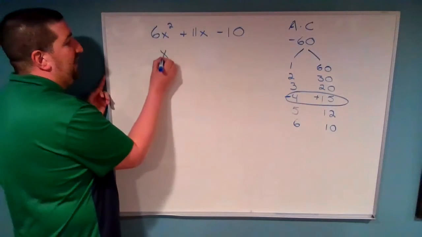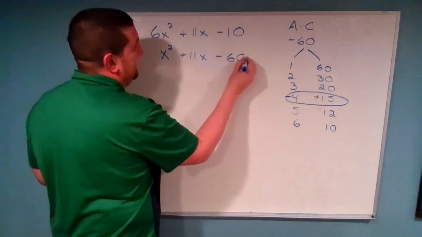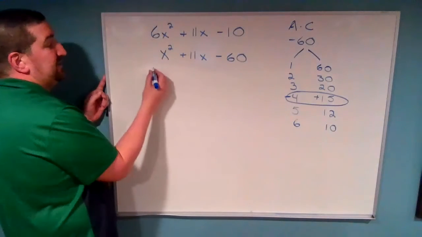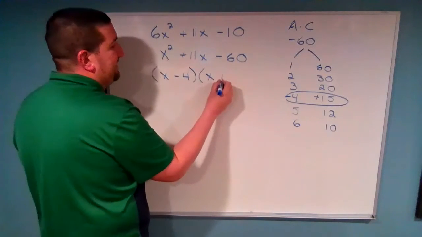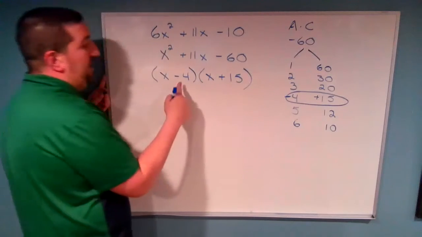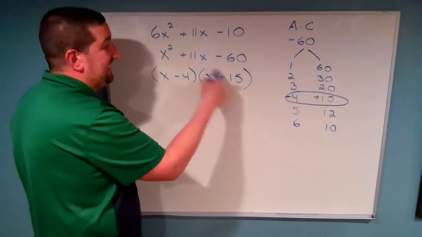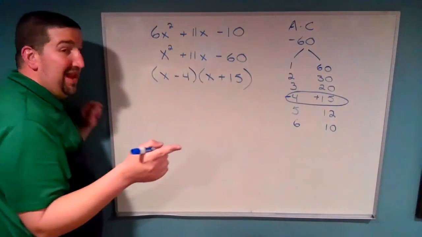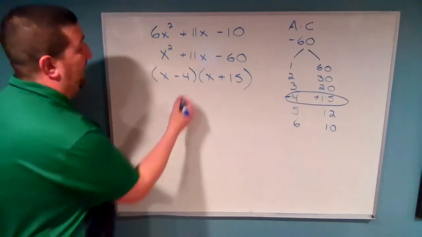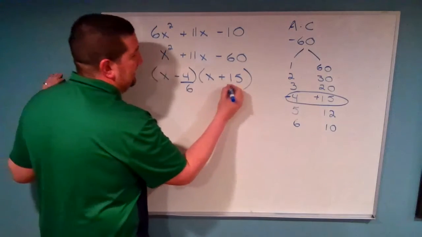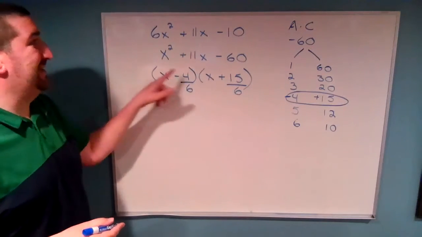So our new trinomial, x squared plus 11x minus 60, factors to be x minus 4, x plus 15. Negative 4 times 15 is negative 60. Negative 4 plus 15 is 11. But I'm not done. Don't stop here. We have to bring the 6 back in. So I would divide each of these by 6. All right? And I have to simplify.